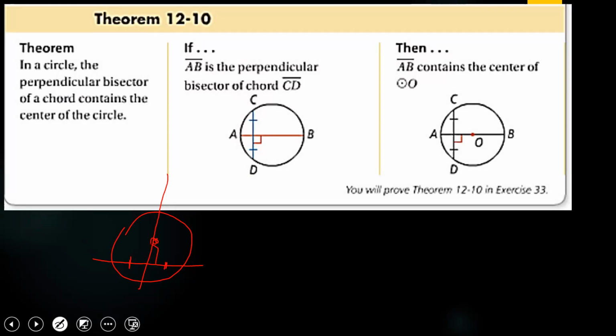Since a diameter is a line segment that's passing through the center of a circle, if there's a line that bisects a chord, cutting the chord into two equal halves, and is perpendicular on the chord, then this line must be a diameter. And since it is a diameter, it must contain the center of the circle.